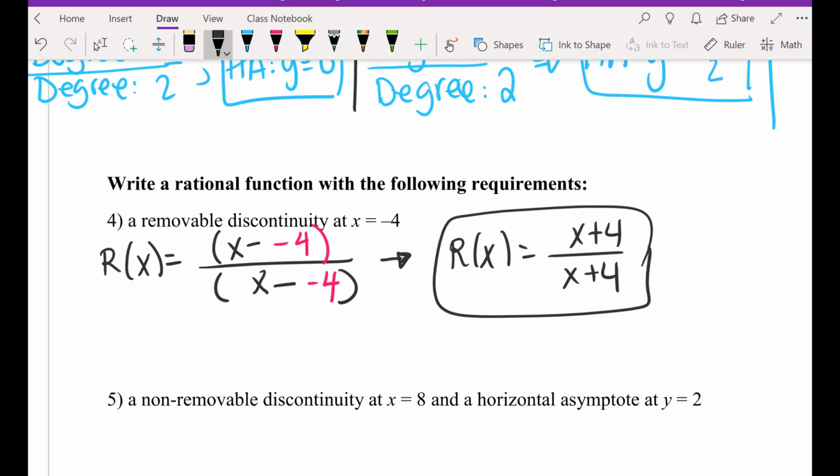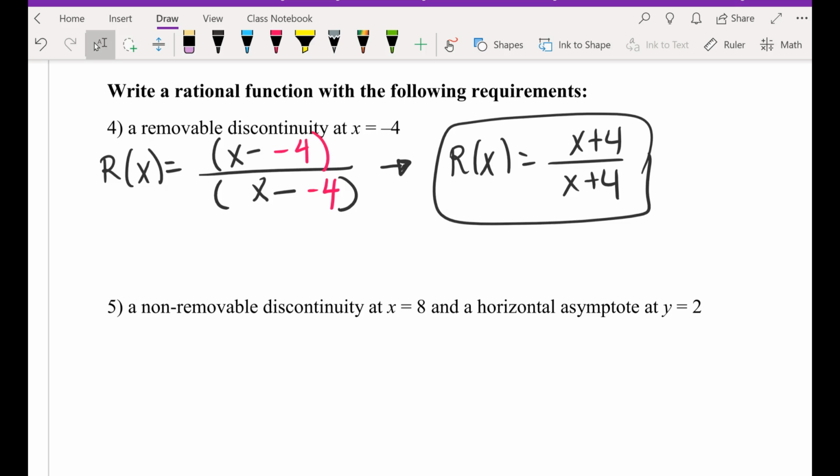Now, technically, class, you can add a lot of stuff to this, okay? So all of us can technically have different answers and still be right, as long as that requirement is met. Okay? Number 5. Can you help me read number 5, please? Brandon N. Good job. So what did we start out with? Fractions or non-fraction? Fraction. Okay, so we're going to start out with a fraction bar.